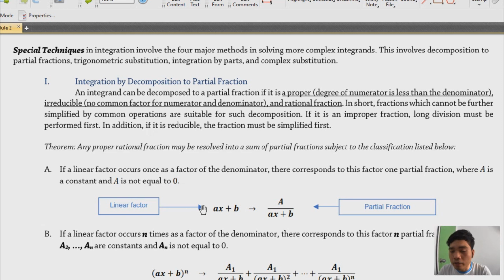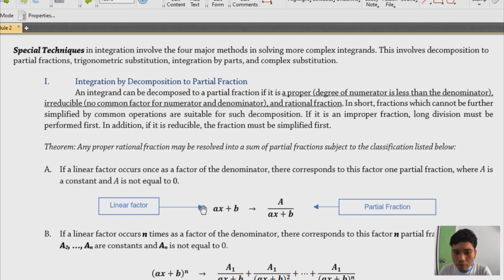So yung proper, sinasabi natin na proper ang isang rational expression when the degree of the numerator is less than the degree of the denominator. So when it is less than the degree of the denominator, then we can say that it is proper. So hindi siya equal, hindi siya greater than, but less than.